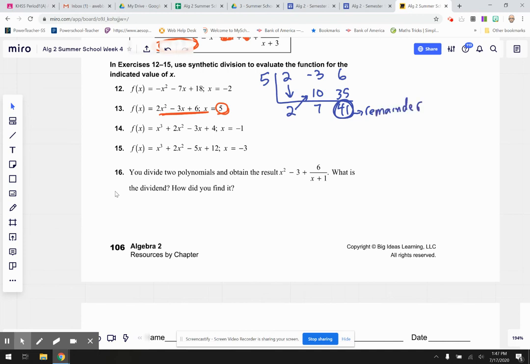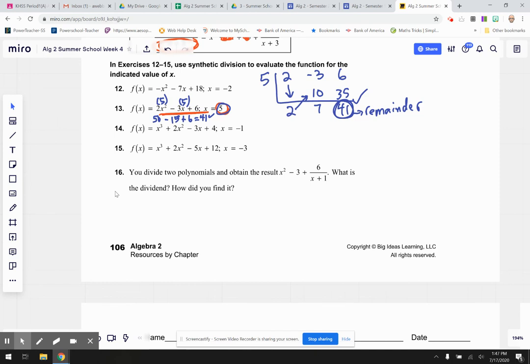But 41 is also going to be the answer you get when you plug in a 5 right here. So if I put in a 5 into all of these x's, I would get 5 squared is 25 times 2 is 50, minus 3 times 5 is 15, plus 6. You get 35 plus 6, you get 41. So you get the right answer. So using synthetic division is the same as just plugging in that number.